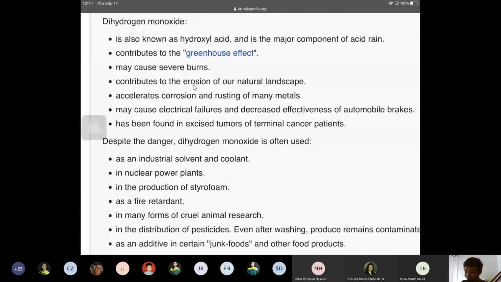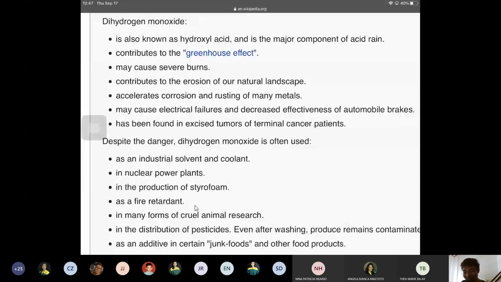Siyempre, erosion. Kailangan may tubig talaga 'yon pag ganun. Nakakalawang 'yan. Siyempre, tubig 'yan eh. Nakakalawang talaga 'yan. May cause electrical failure. Siyempre, tubig 'yan. Bawal basain ang electronics with water. Has been found in excised tumors of terminal cancer patients. Siyempre, nagtutubig yung mga tumor, diba? Ginagamit din daw siya sa nuclear power plants, so on and so forth. In many forms of cruel animal research, malamang papainumin mo yung mga animals.